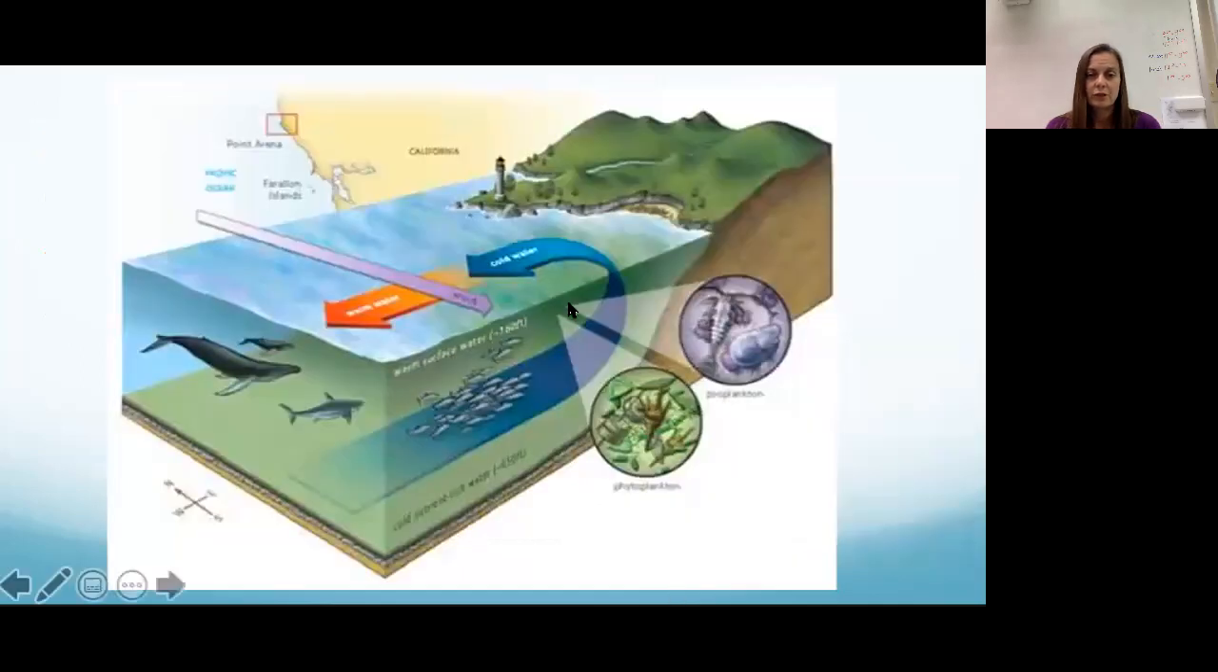Okay, so this is just a different image of that. You can see that even though the wind is not blowing away, it's blowing south, and that's causing the warm water to be pulled away from the shore and the cold water to be pulled up to the surface.